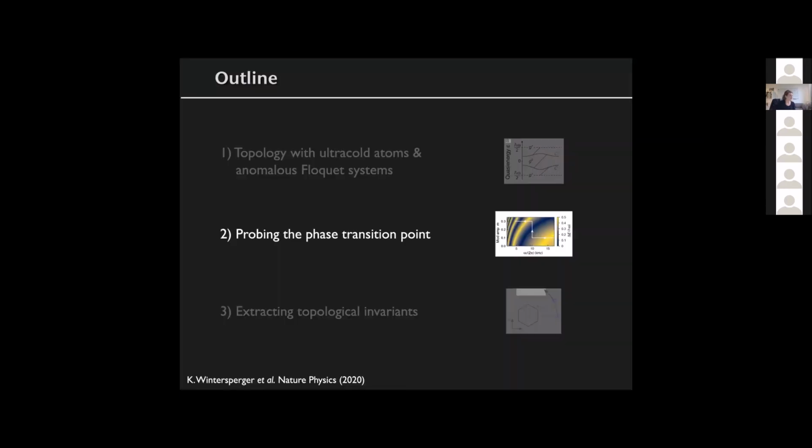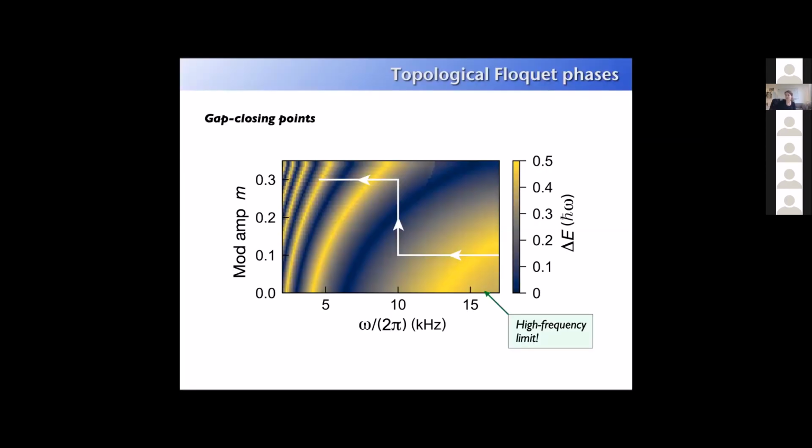Okay, so how can we actually probe that in experiments? First, we characterize the topological phase transitions by measuring the smallest energy gap in the spectrum and check where it vanishes. So we start in a high frequency limit and then follow the system along this white line through the parameter space and probe the energy difference, which is here depicted as these colored lines. The black lines correspond to a vanishing gap.